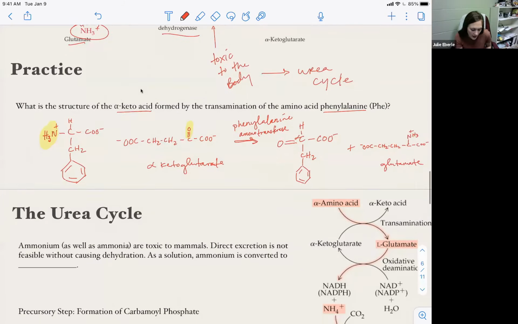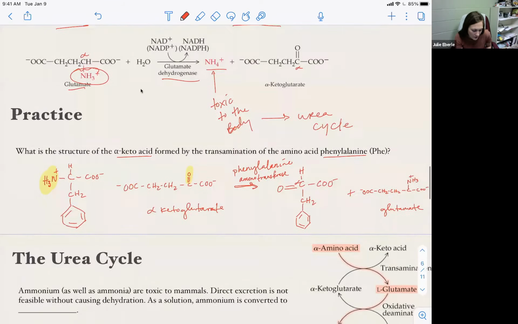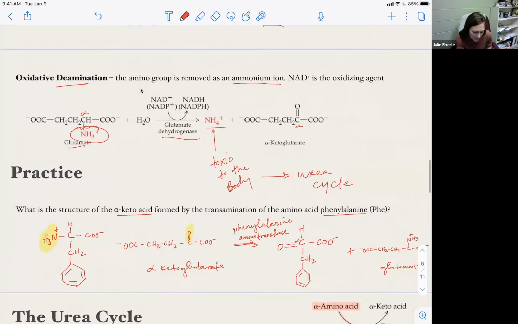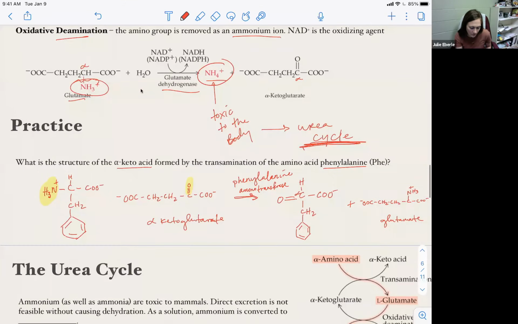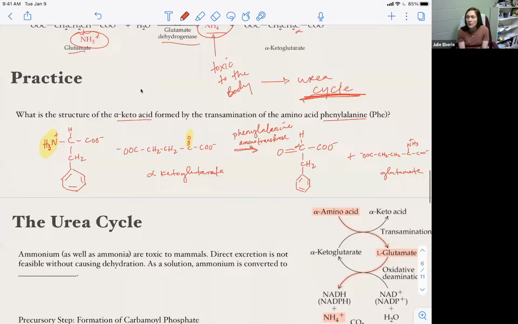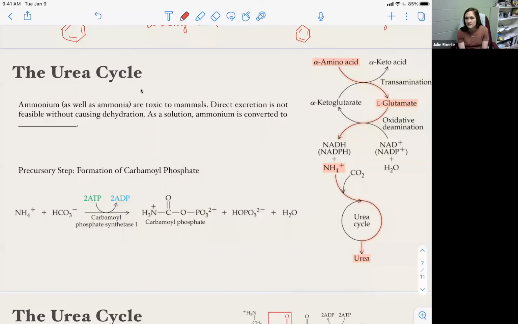Okay, so now let's go back to oxidative deamination. At the end of that, remember we have this ammonium ion, NH4+, and this is going to go to the urea cycle. So what is the urea cycle? How is it used? Why is it important? This is how our body excretes nitrogen, if we don't need it.